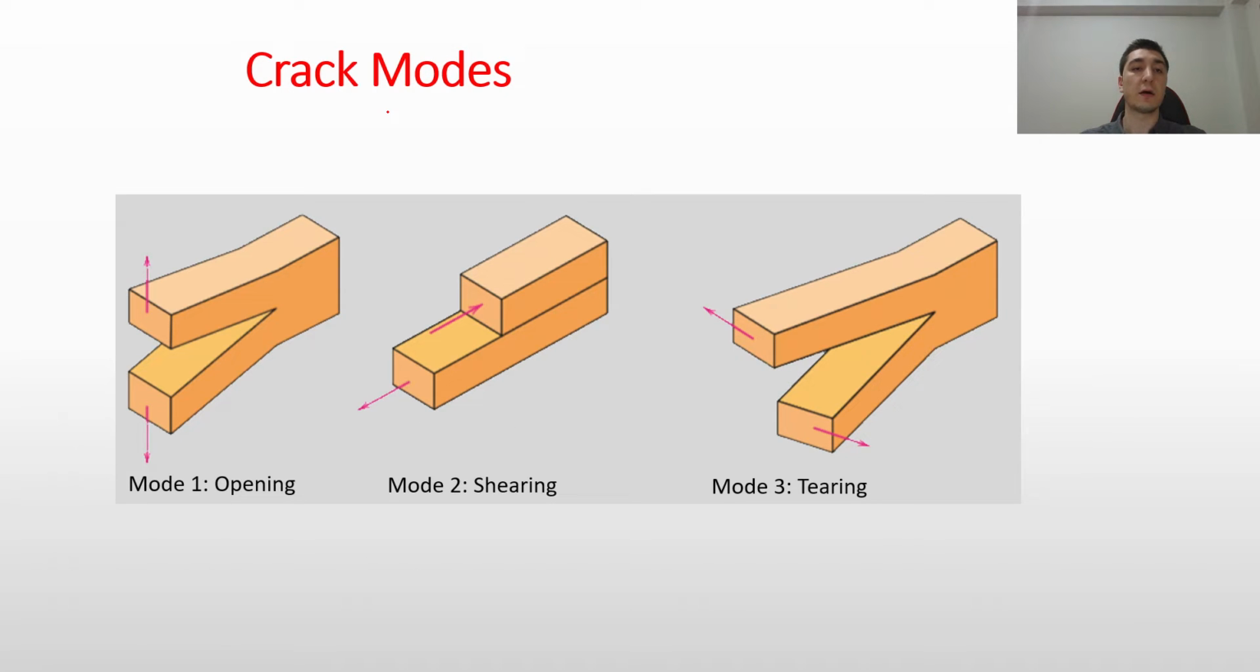So there are different types of crack modes. One of them is mode 1, which is the opening mode. We will consider this case. And there is mode 2, which is the shearing mode. It's like a shear force. And mode 3 is tearing. I'm not going to get into the details of this topic because that will be a topic of another video.